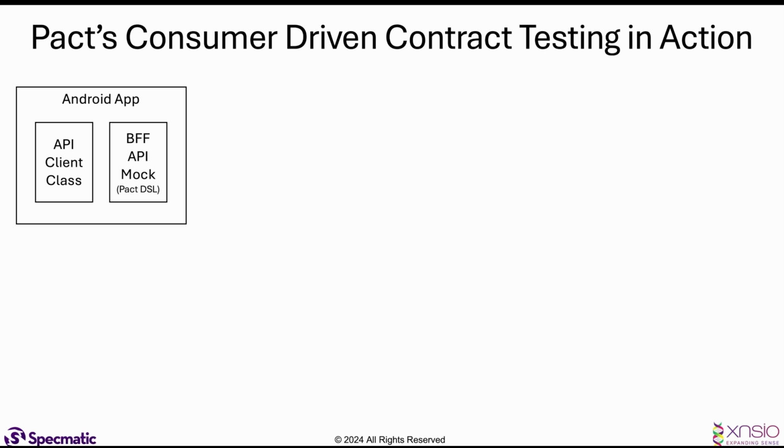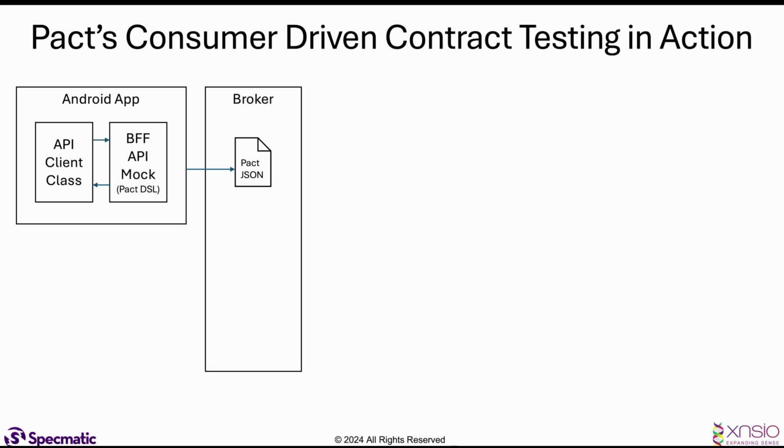Now, let's say we got past that problem and we defined the BFF API mock. What happens next? As a result of unit tests hitting the API client class, the API client class would interact with the BFF API mock, and that would result in the Pact JSON being generated. Now, where do we put the Pact JSON? That would be the Pact Broker. This is problem number 2.